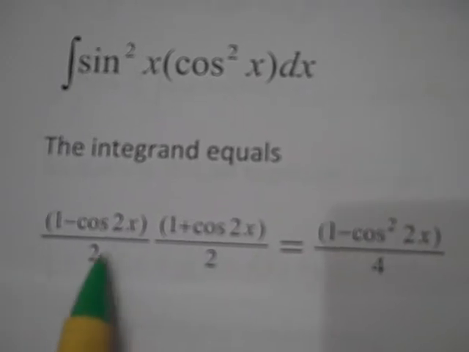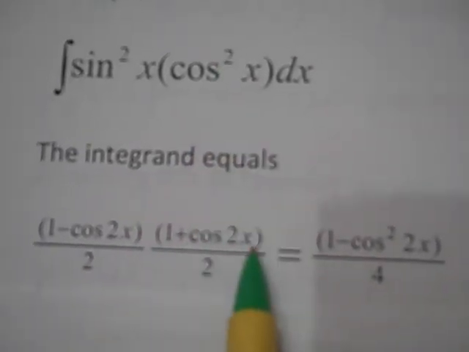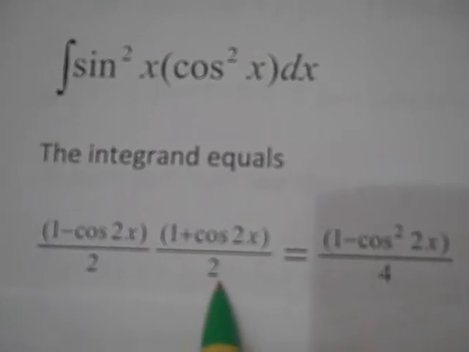So let's work a very, very easy one. Sine squared x times cosine squared x is the actual integrand, okay? All right, now I'm just looking at the integrand. I replace sine squared x by (1 minus cosine 2x) over 2. I replace cosine squared x by (1 plus cosine 2x) over 2, and then I simplify.